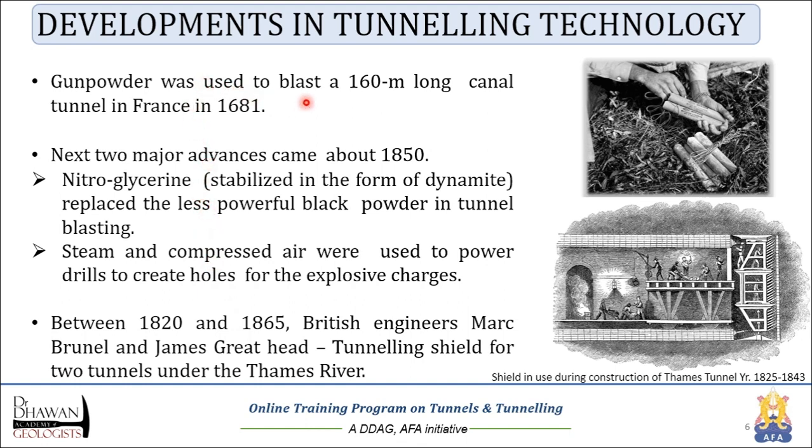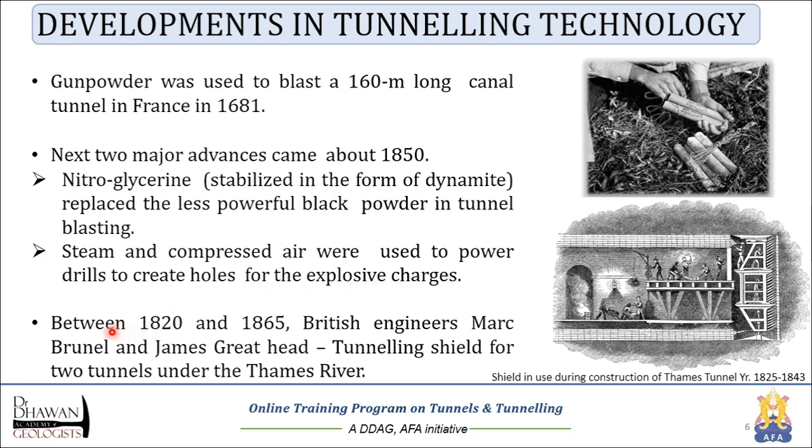Gunpowder was used to blast a 160-meter long canal tunnel in France in 1681. Next two major advances came around the year 1850 when nitroglycerin stabilized in form of dynamite replaced the less powerful black powder in the tunnel blasting. The second development was steam and compressed air was used to power drills to create holes for explosive charges.